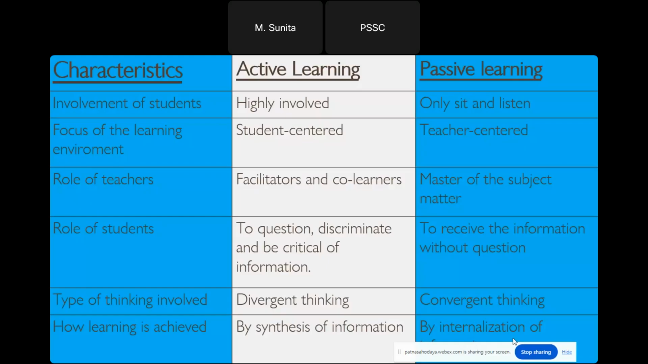Then type of thinking involved. What type of thinking is involved in active learning? Divergent thinking. They think in a different way. Then in passive learning, convergent thinking. Then how is learning achieved? In active learning, by synthesis of information. And in passive learning, by internalization of the topic.